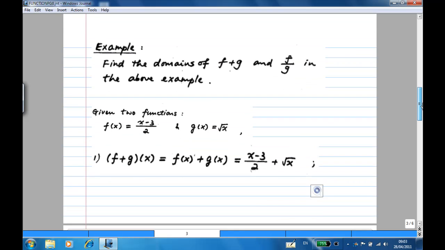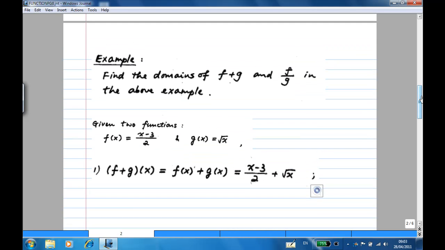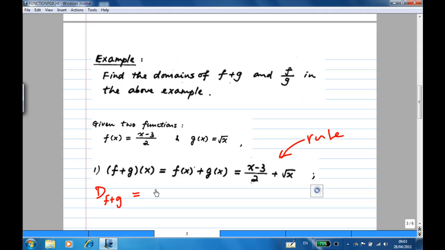So let's look at the example. If f of x equals (x minus 3) over 2 and g of x equals square root of x, then you can form the sum (f plus g) of x, which is f of x plus g of x, which will be (x minus 3) over 2 plus square root of x. This is the rule of the function. How about the domain? The domain of f plus g is the domain of f intersect the domain of g.